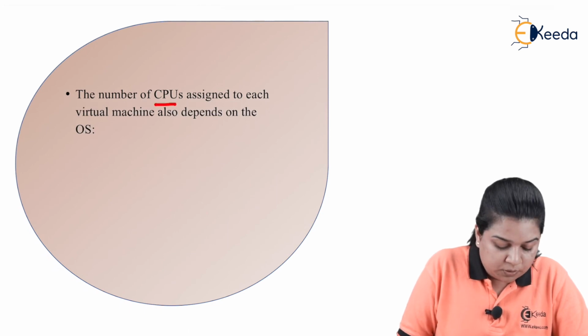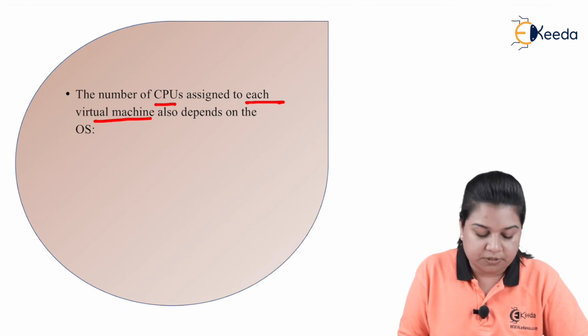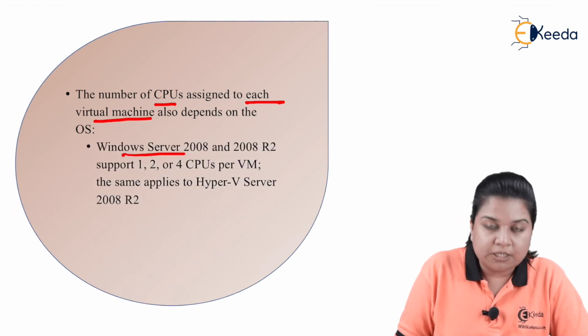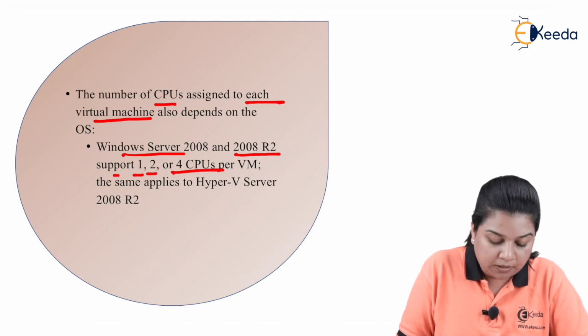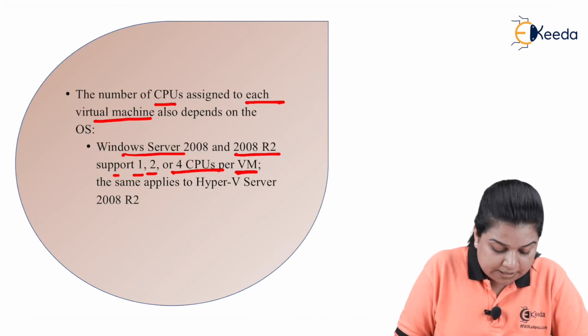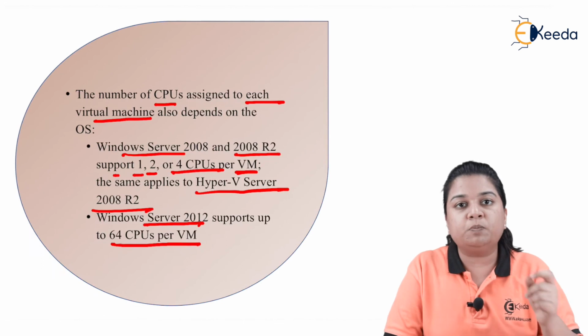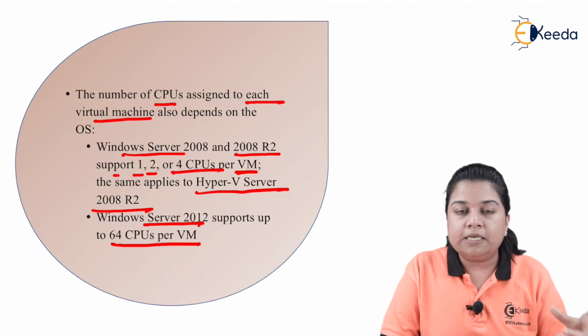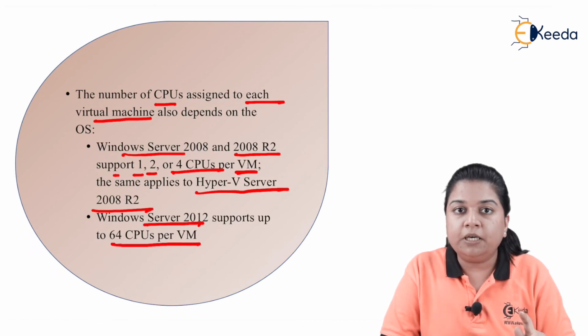The number of CPUs assigned to each virtual machine also depends on the operating system. Windows Server 2008 and 2008 R2 support 1, 2 or 4 CPUs per virtual machine. The same applies to Hyper-V Server 2008 R2. Windows Server 2012 supports up to 64 CPUs per virtual machine. These are some of the system requirements we have been studying so far for Hyper-V or virtualization technology.